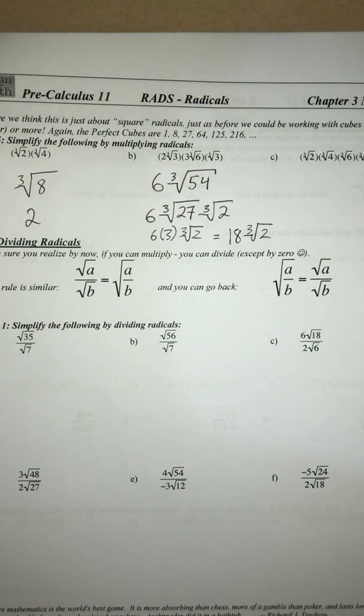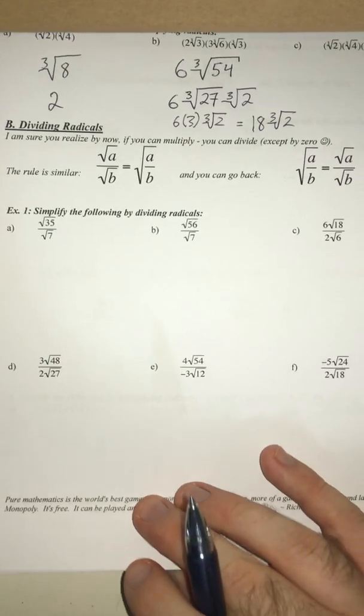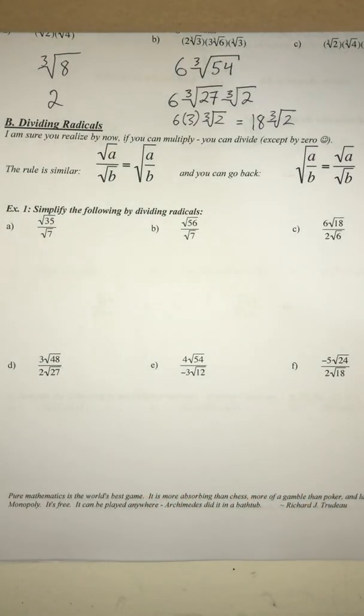So that's how you do this. Always double check at the very end if you can take out another cube root. That would be very helpful. We can also do this now with fractions instead of just multiplying.